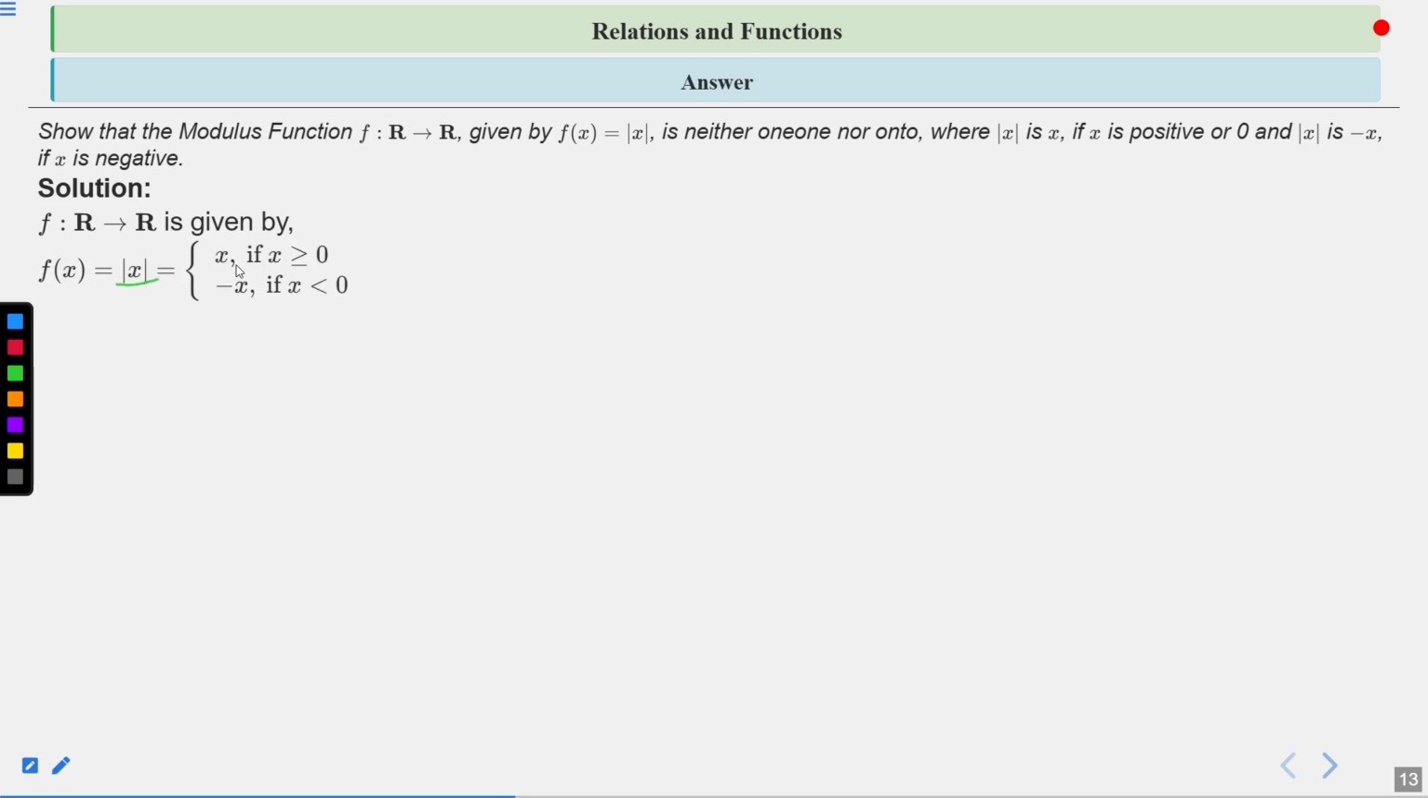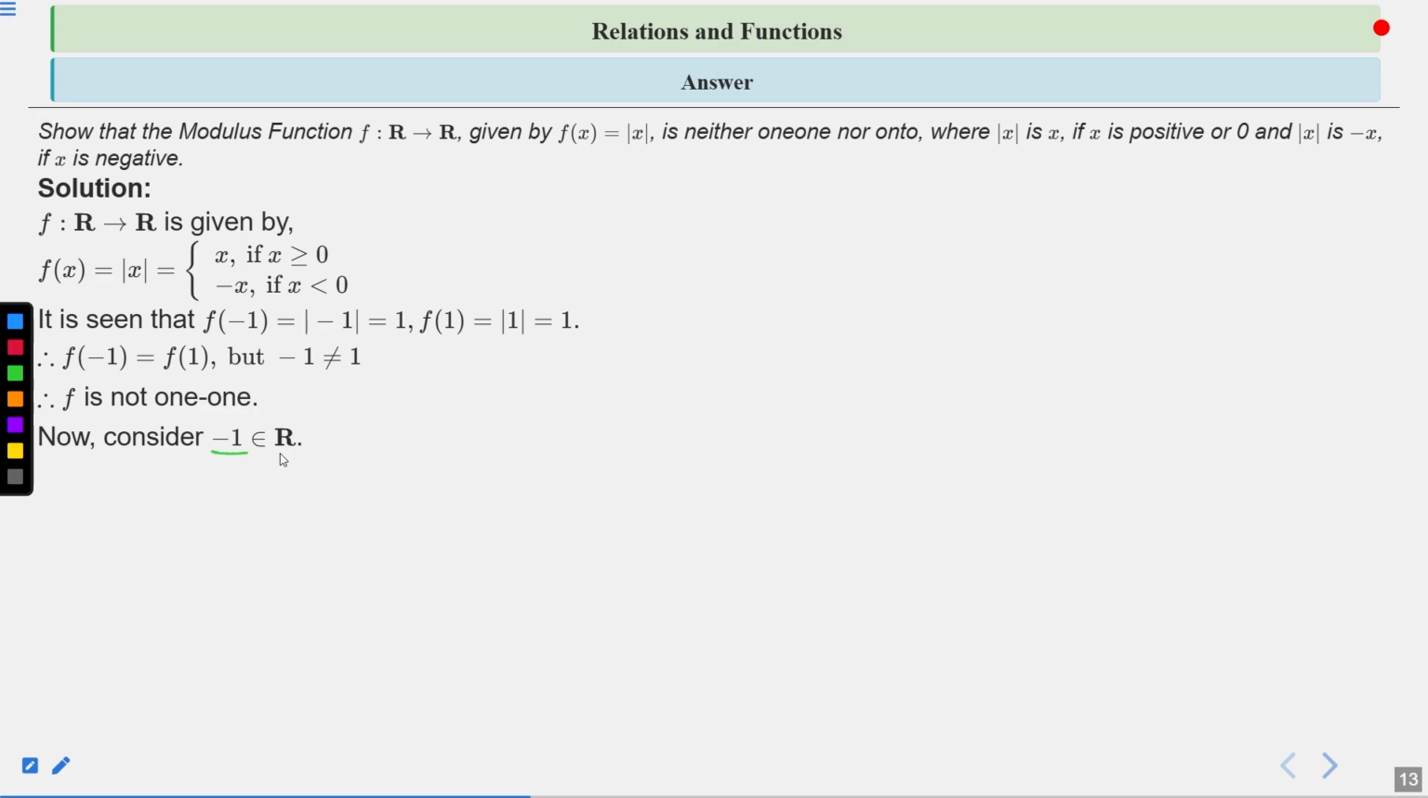Piecewise we can write mod x as x when x is greater than or equal to 0, and mod x is minus x when x is negative. So it can be easily seen that f of minus 1 is 1 and f of 1 is 1. So for two distinct inputs we have the same output, meaning f is not 1-1.